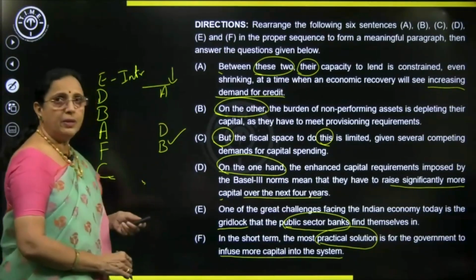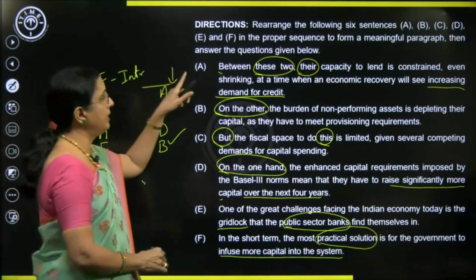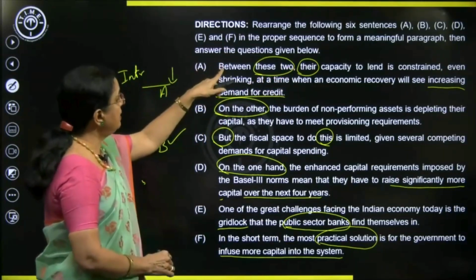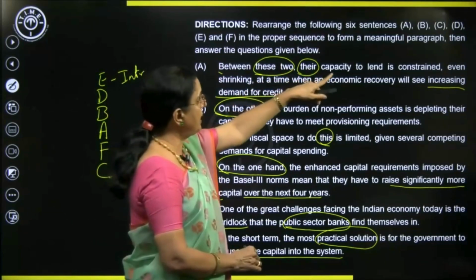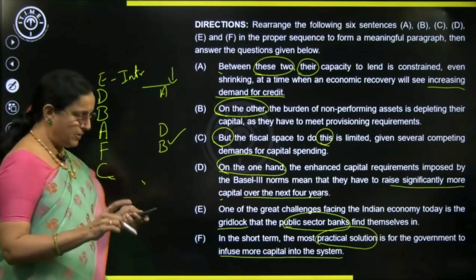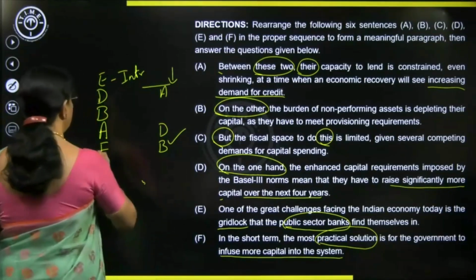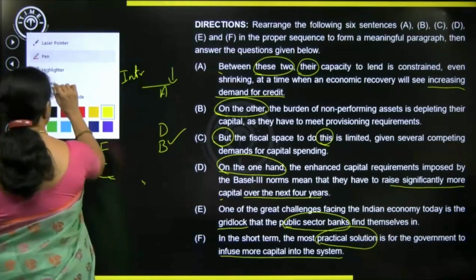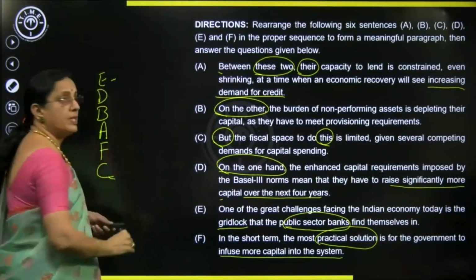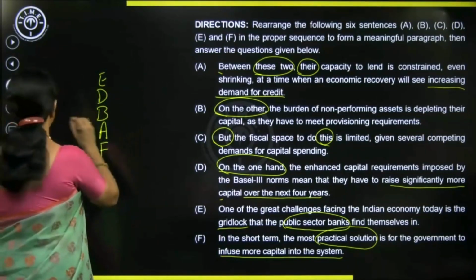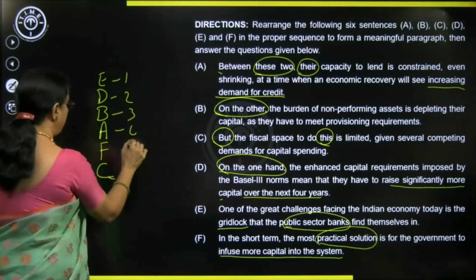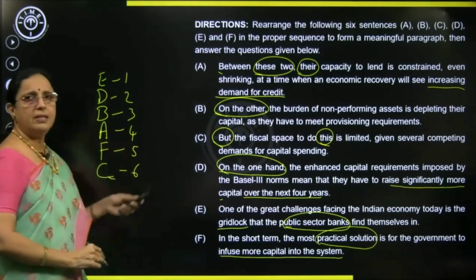Fine. Now, we have to answer the questions. You know that, right? What is given there in the directions? Rearrange the following 6 sentences A, B, C, D, E and F in the proper sequence to form a meaningful paragraph, then answer the questions given below. So, our first step is done in answering. Now, let's go to the second step. Before I do that, let me clear the board so that you can have clarity in answering. So, what do we do before we go to the questions? Best thing is what? Number these so that it's easy for you. 1, 2, 3, 4, 5, 6. This is the easiest thing to do.